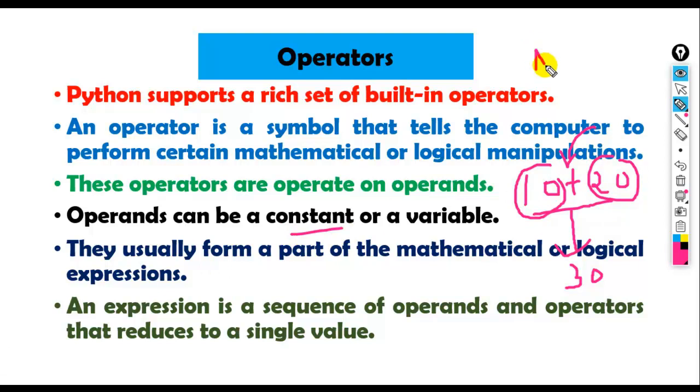Also we can write a plus b. Here a and b both are operands and this plus is an operator. Here both operands are variables. Hope all of you are clear with operator, operand and expression.